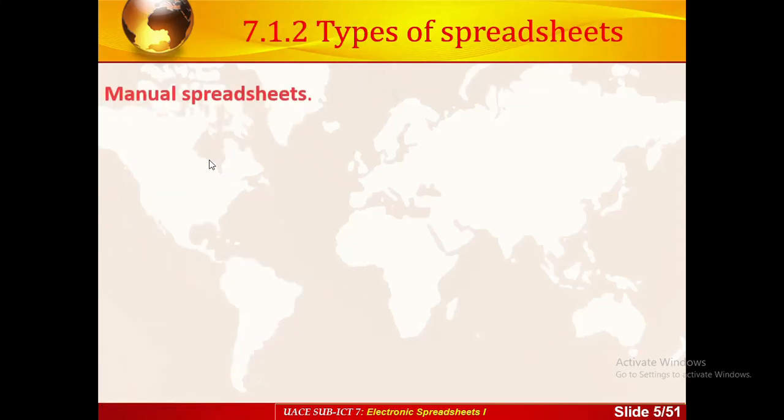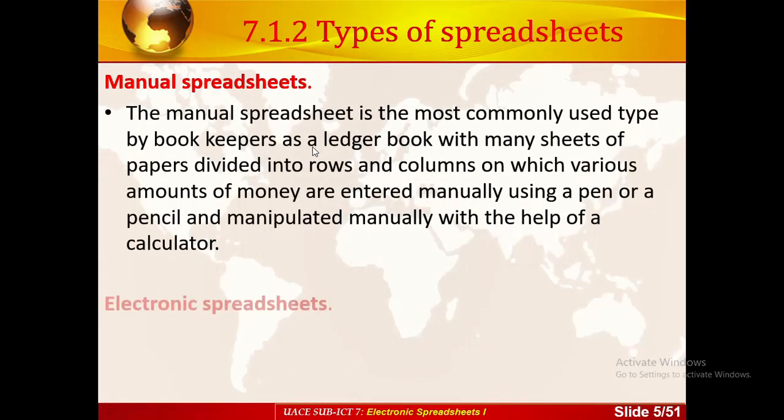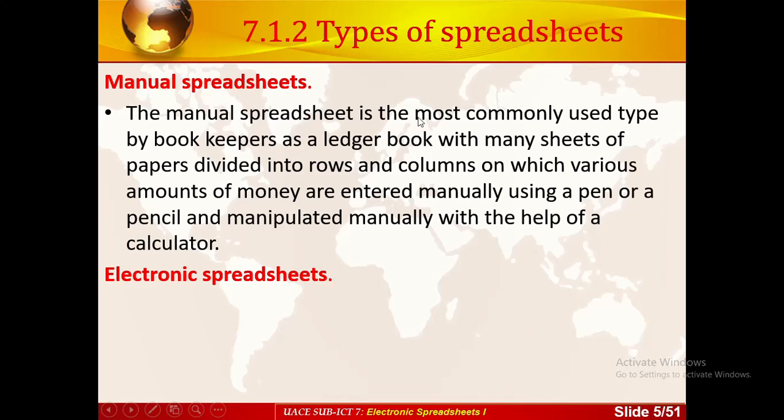As for types of spreadsheets, we can look at manual spreadsheets and electronic spreadsheets. Manual spreadsheets are most commonly used by bookkeepers, as a ledger book with many sheets or papers divided into rows and columns, where various amounts of money are entered manually using a pen or a pencil and manipulated manually with the help of a calculator. These books were used sometime back by bookkeepers or shopkeepers, who called them ledger books.